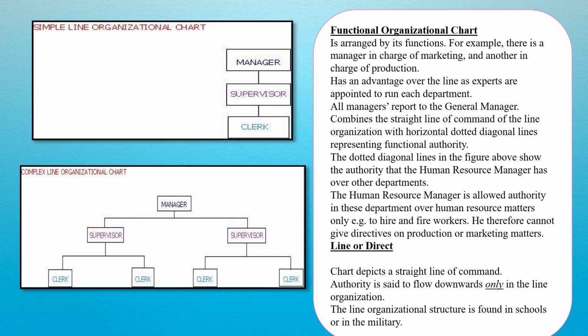The line or direct chart depicts a straight line of command, with authority said to flow downwards only in line organization. The line organization structure is found in schools or in the military.